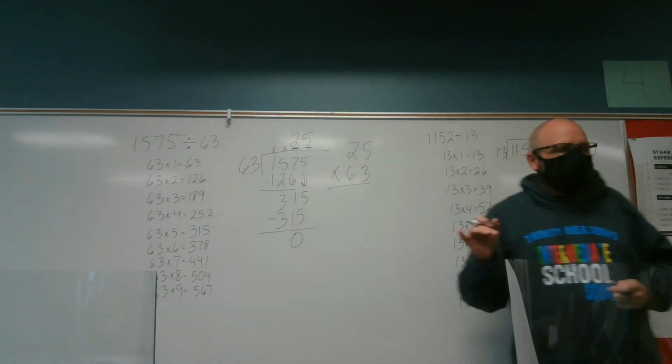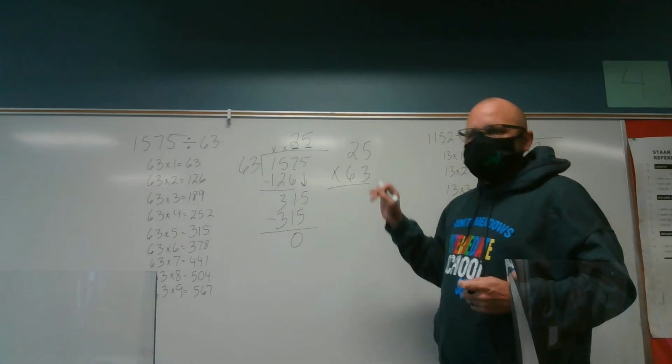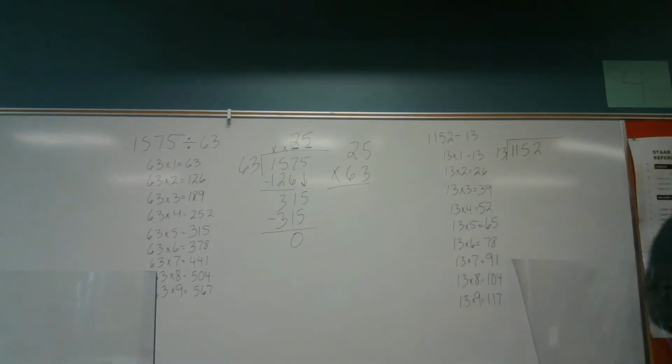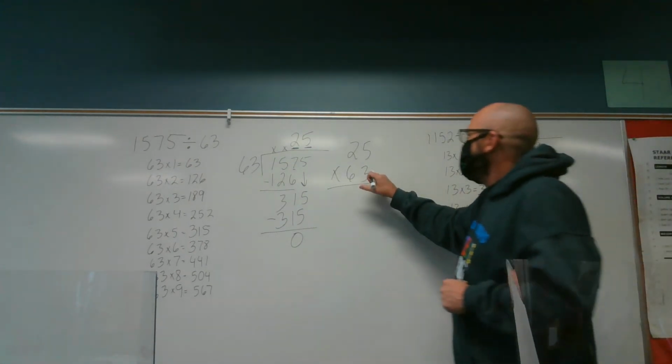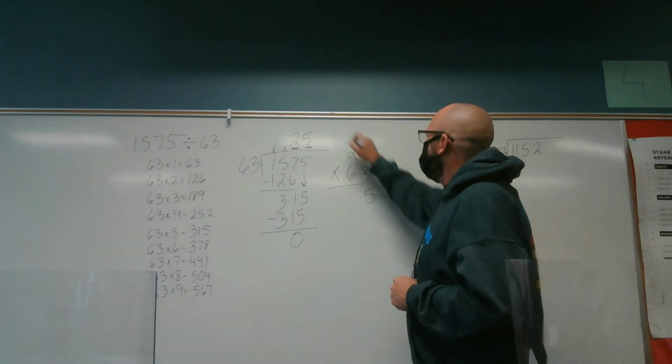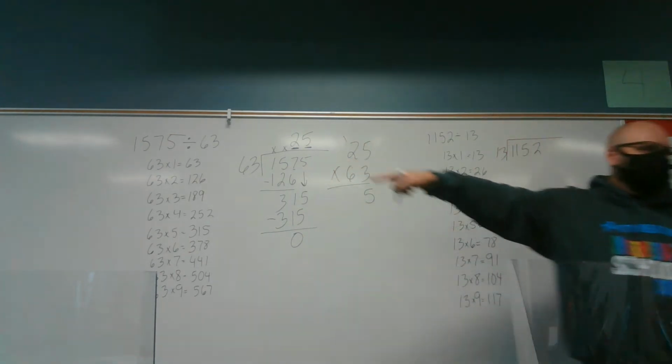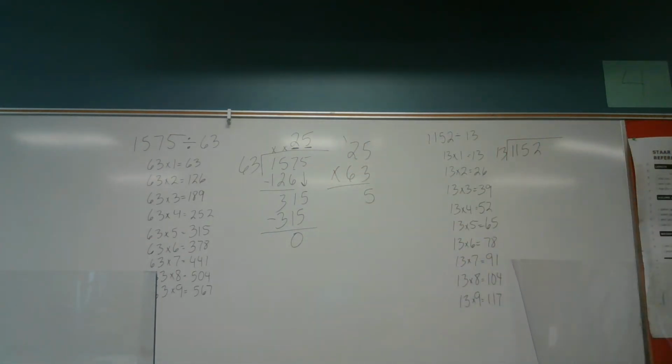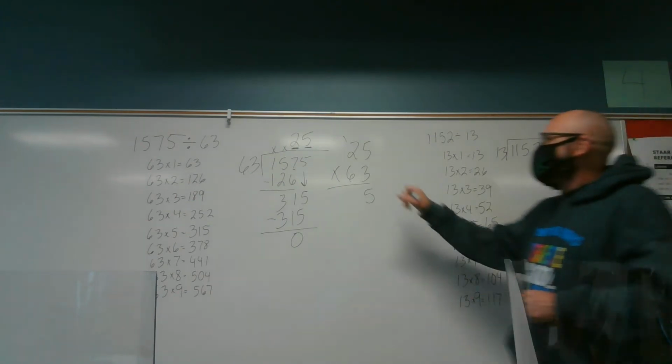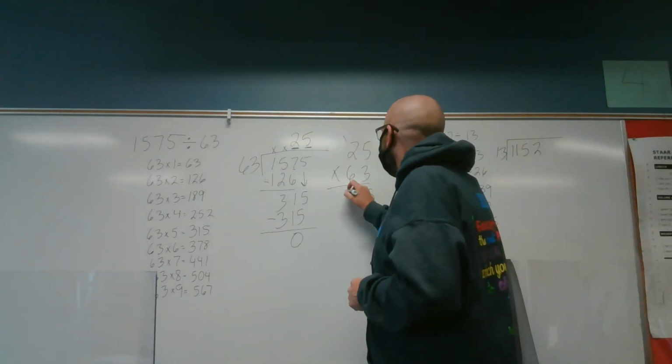All right, so now I have to do a two-digit factor by a two-digit factor. I'm multiplying my ones digit first. 3 times 5 is 15. So far, so good. My dividend has a 5 in the ones place. 3 times 2 is 6 plus 1 is 7.